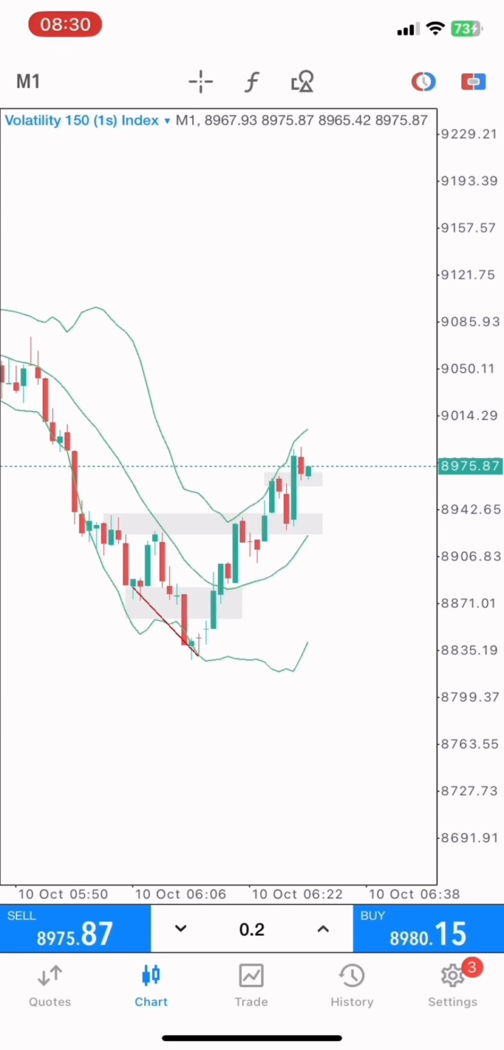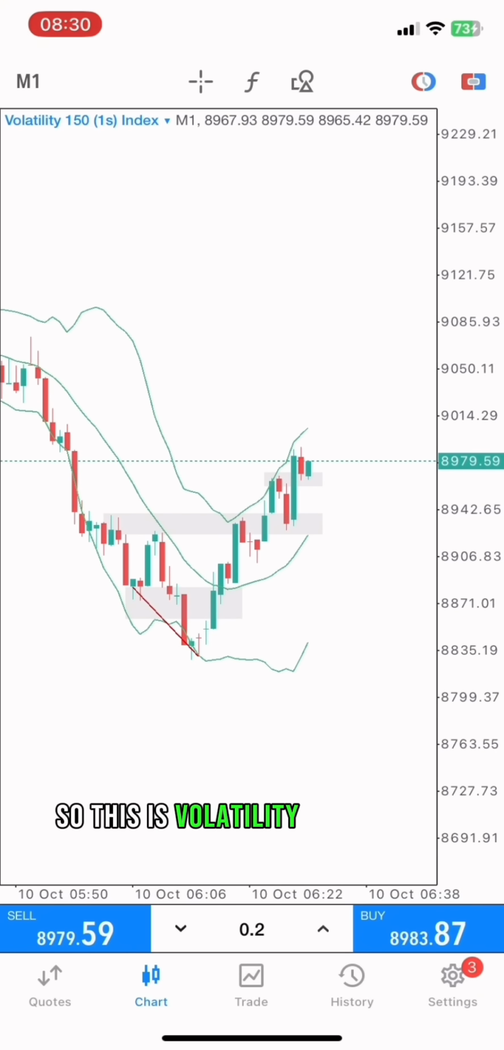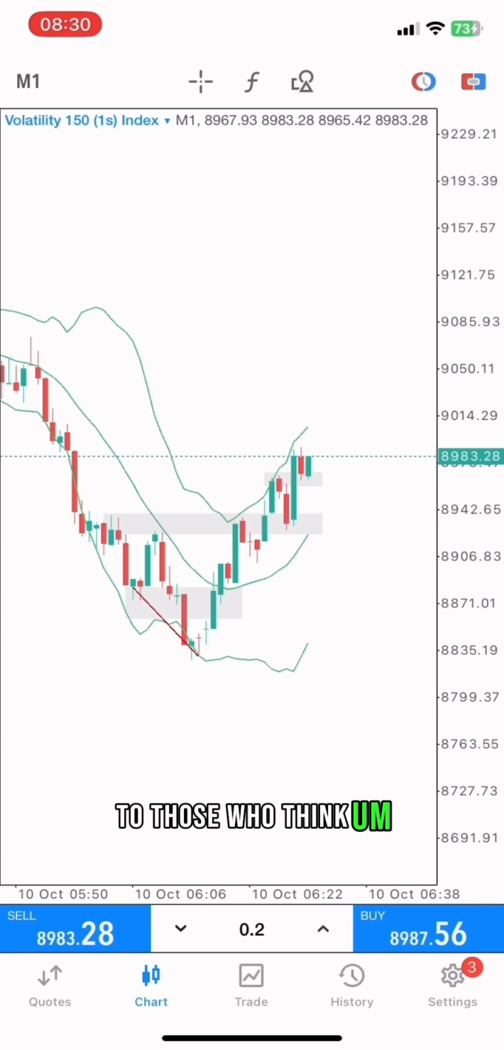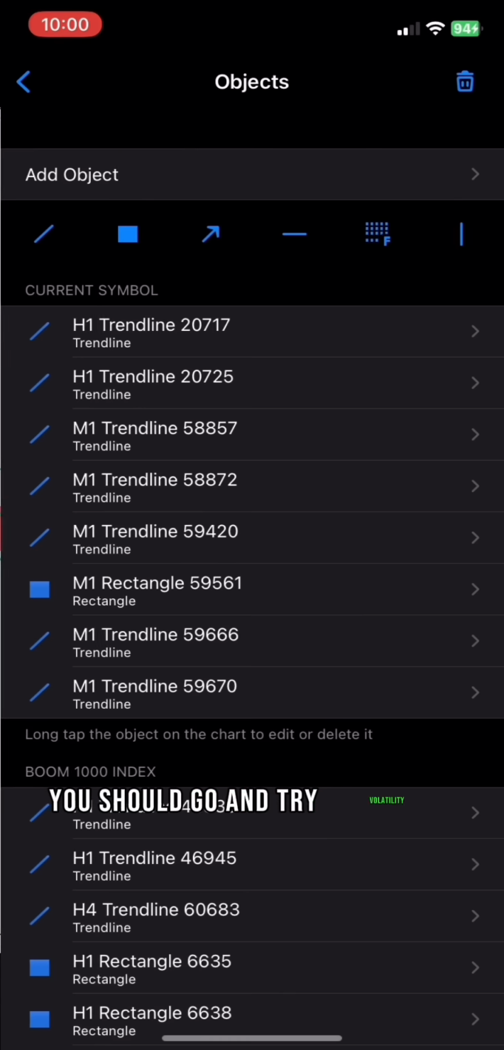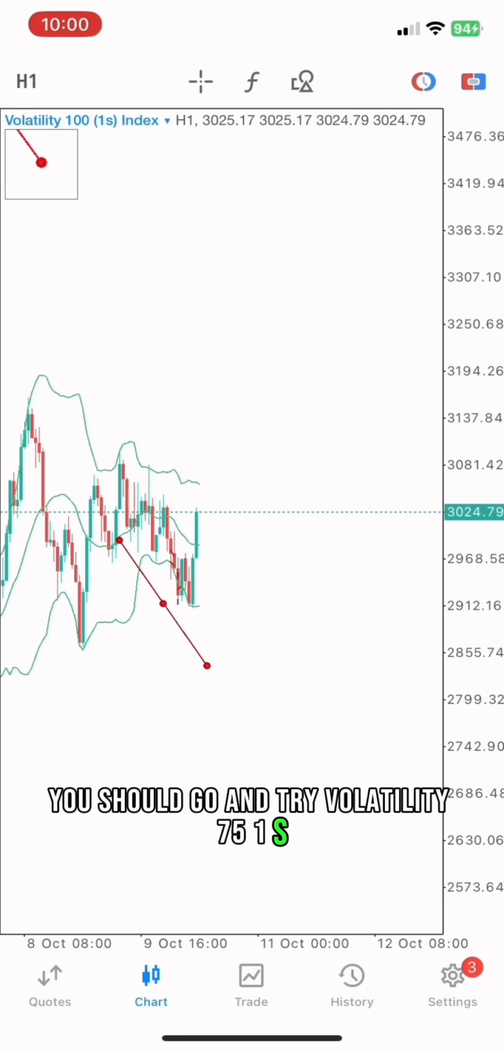Okay, so this is the volatility 150 1S index. To those who think DERIV does not accept 9 cents, you should go and try volatility 75 1S. You'll be surprised.